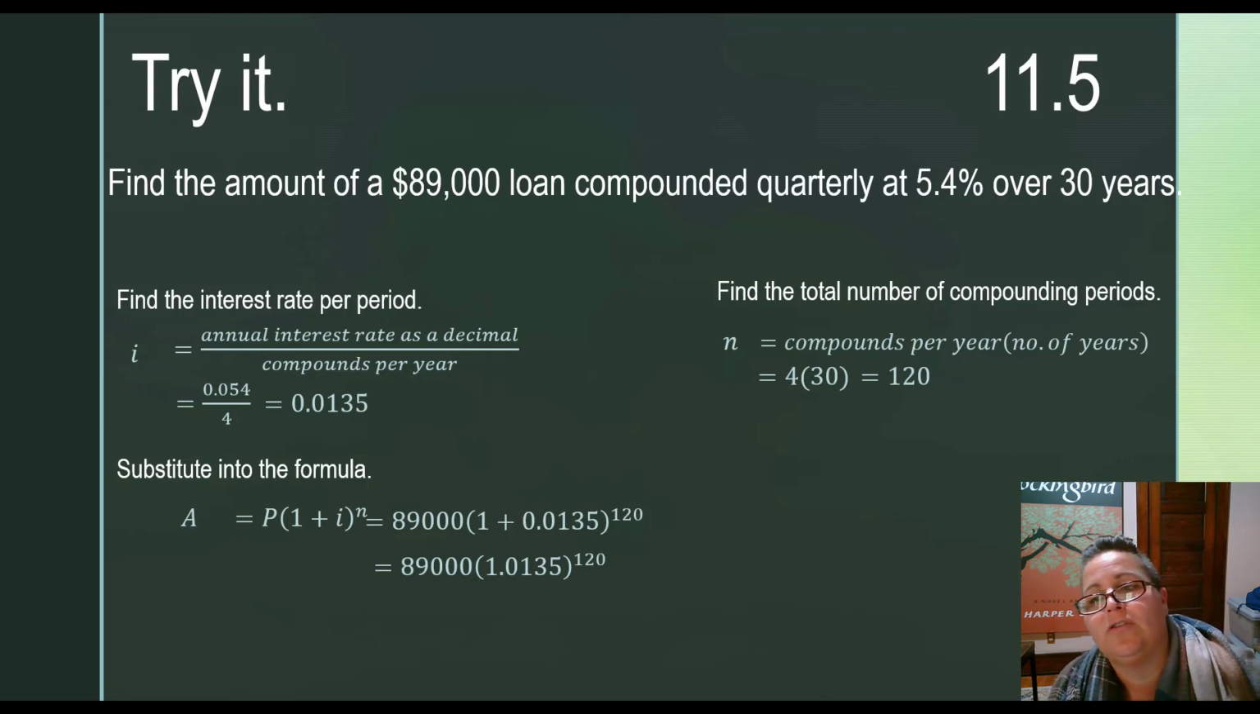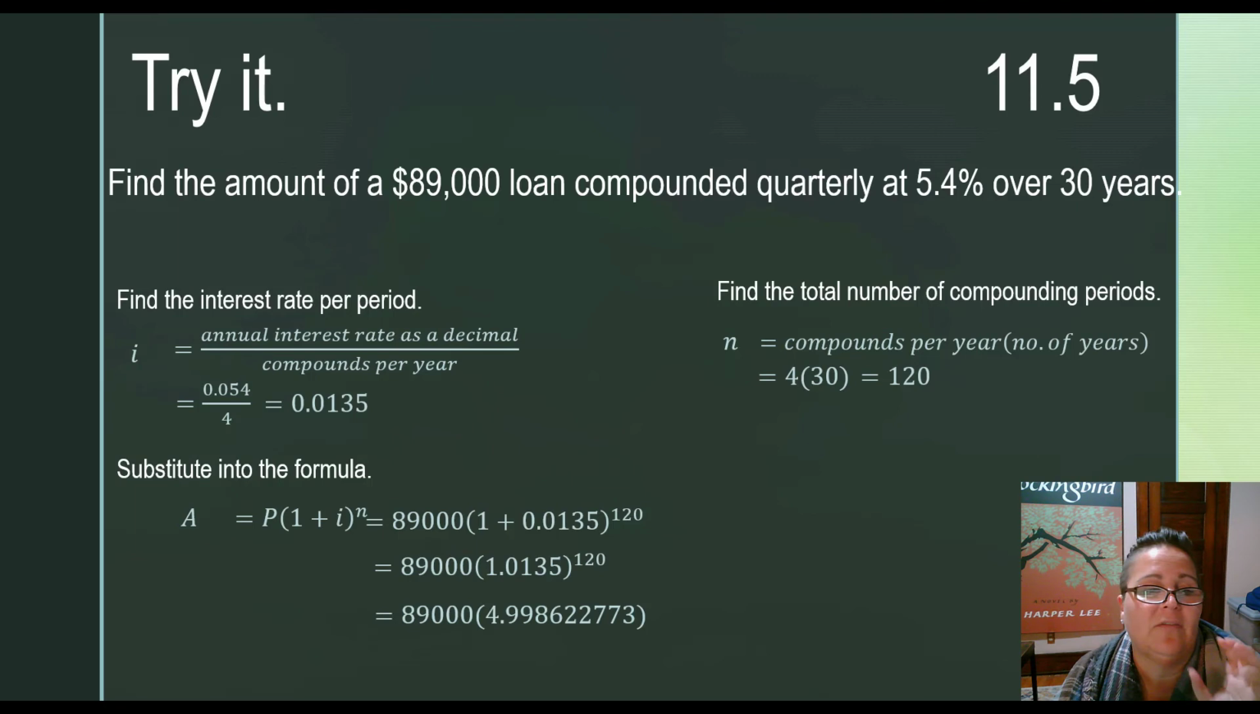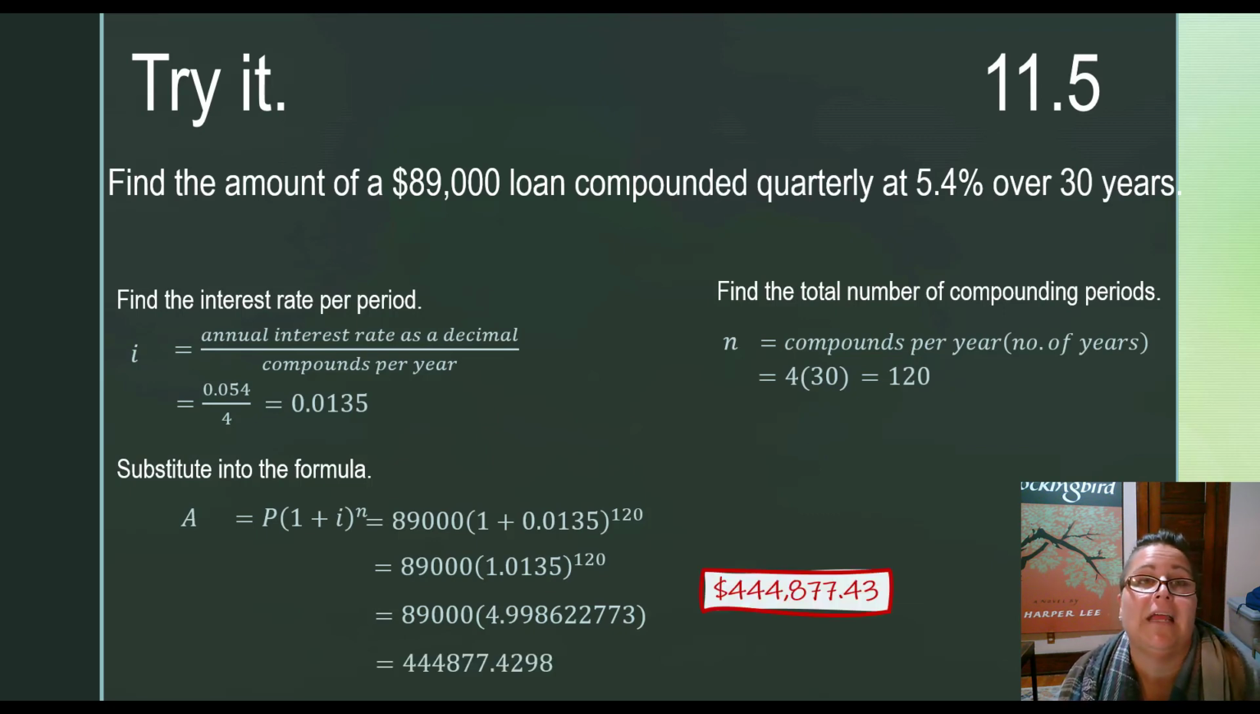1.0135 to the 120th power. Doing that first exponent, 1.0135 to the 120th power, I have to do that part first. That gives me 89,000 times 4.998622773. I need to keep the whole number, or $444,877.43.